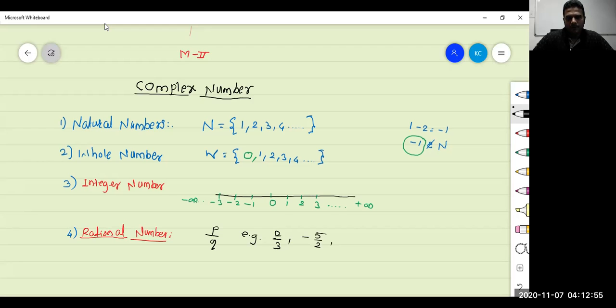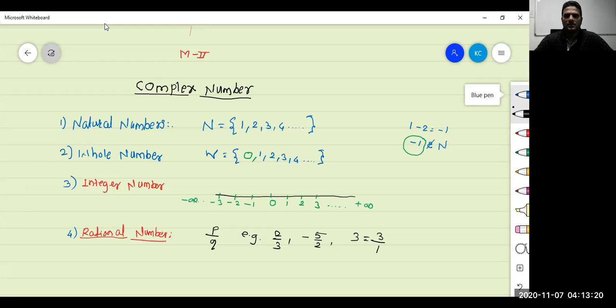Every natural number, whole number, or integer is a rational number. How? Suppose we take 3, we can write it as 3 by 1. So it is a rational number. Like that, every integer we can express in rational form.